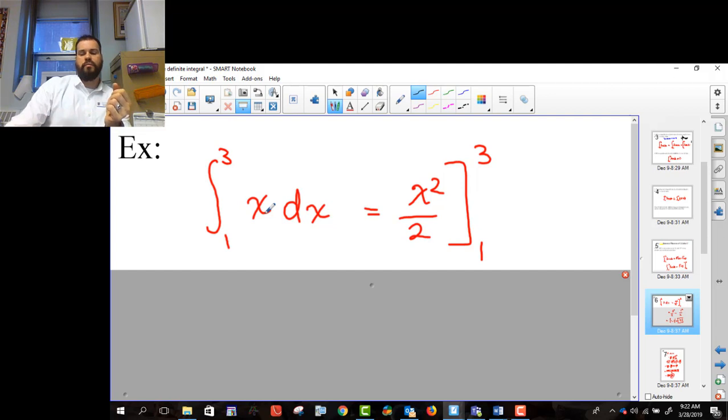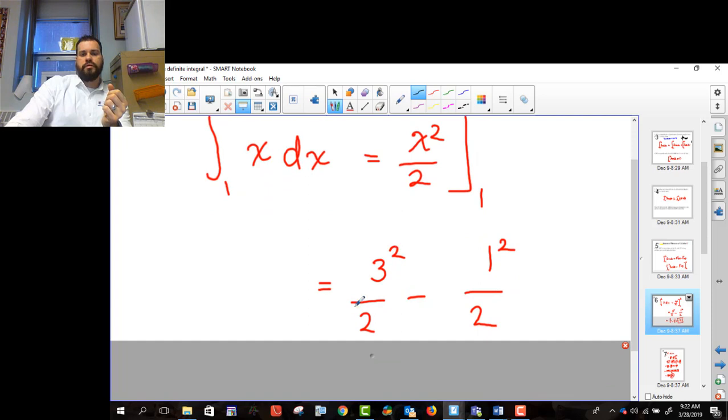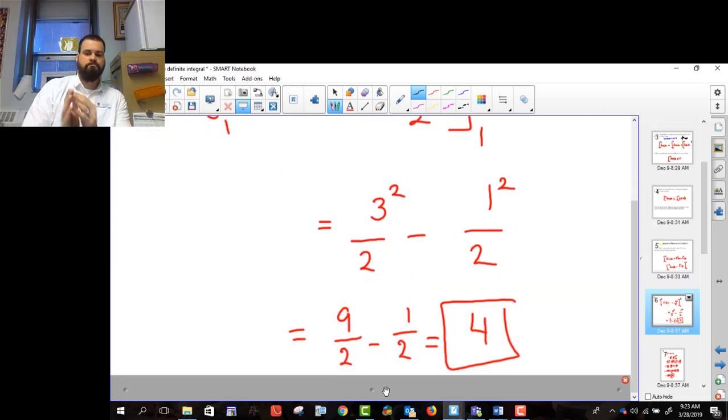The reason we don't is that when you then plug in 1 and 3, you would have 3 squared over 2 plus c minus 1 squared over 2 plus c. So the c's would cancel. We don't need a constant in there because, because of the nature of the fundamental theorem of calculus, it will just subtract out every time. So we don't put the c in. We just plug into our antiderivative 3 and then 1. So 3 squared is 9, 1 squared is 1, so we get 8 over 2, which is 4. And our answer with these always comes out to a number.